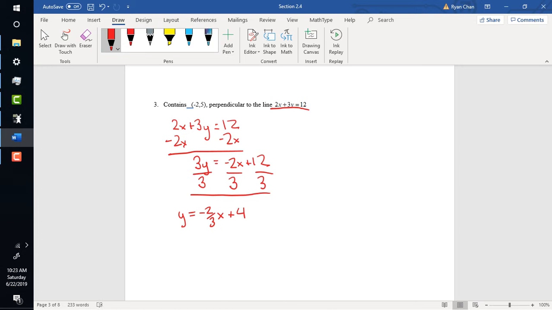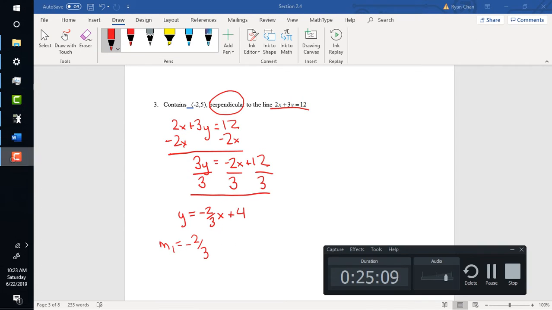What I'm going to do next is the following. My first slope is negative 2/3. And then my second slope, let's talk about this. Since I want it to be perpendicular, I'm going to flip my sign, so it'll be positive, and then 2 over 3 will flip over to 3 over 2.